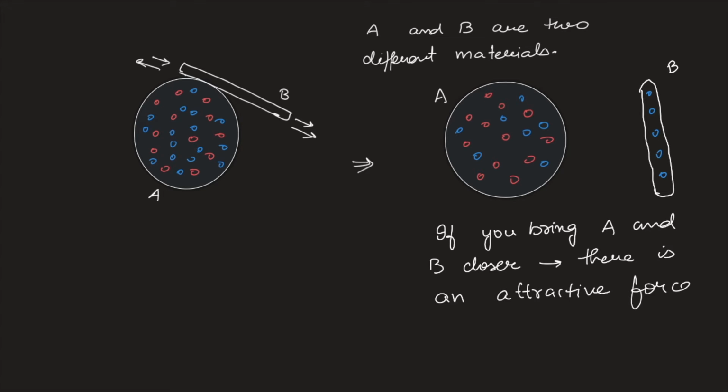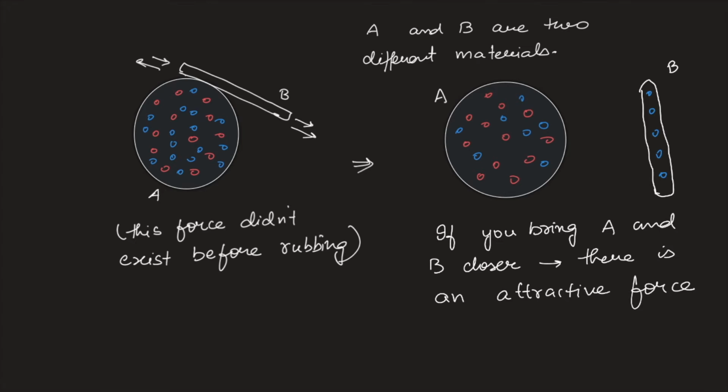There is an attractive force. This force didn't exist before rubbing. Now this is very important, that this force didn't exist before rubbing. There was actually no force before rubbing, but after you rubbed it and after some of the blue charges from A were transferred to B, between A and B there is an attractive force. A and B try to attract each other.